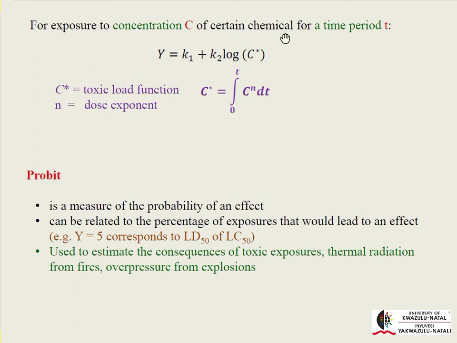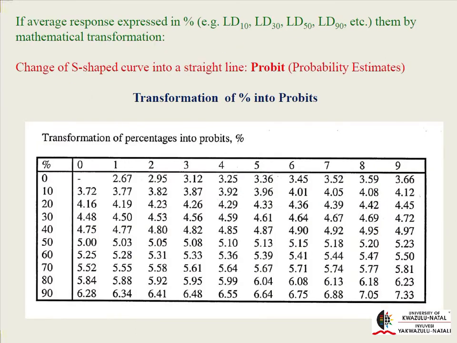For exposure to concentrations in the air, it's fairly similar. Remember that a probit is a measure of the probability of an effect, and it can be related to the percentage of exposures that would lead to an effect. As we looked at in the table, each probit is indicative of a certain percentage. So 3.87, for example, is indicative of 13%. That's 10 there and 3, that's 13%. So that's what your 3.87 actually represents.